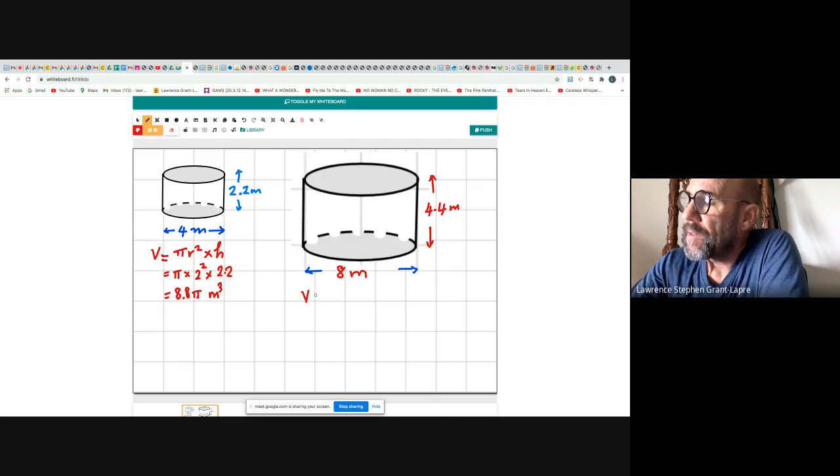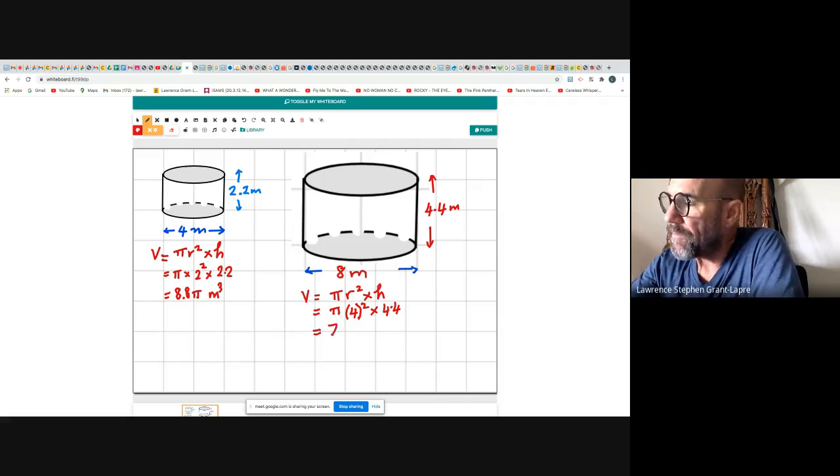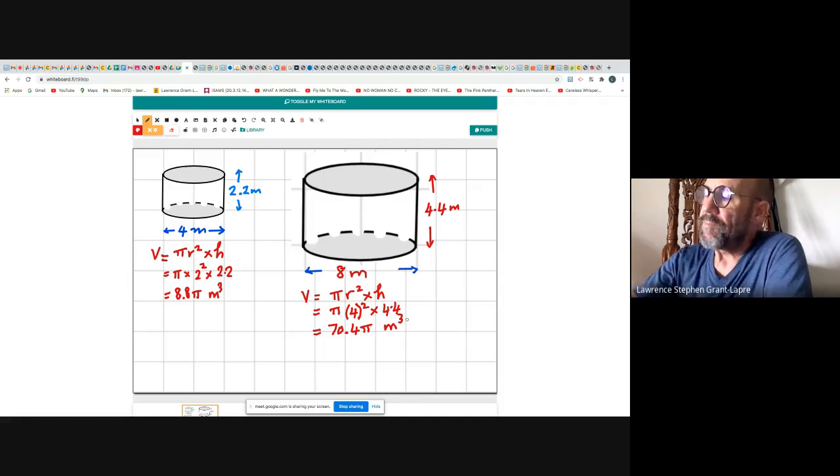All right. The volume is pi r squared times height. So pi times the radius is 4 squared, and the height is 4.4. Now 4 squared is 16, times 4.4 is 70.4 pi cubic meters. How much bigger is this number than this number?